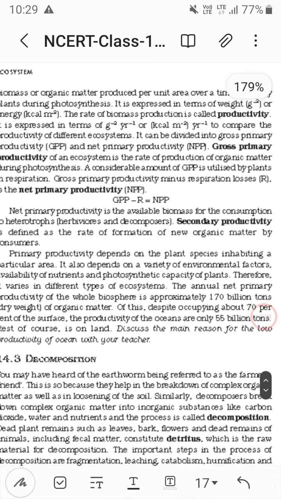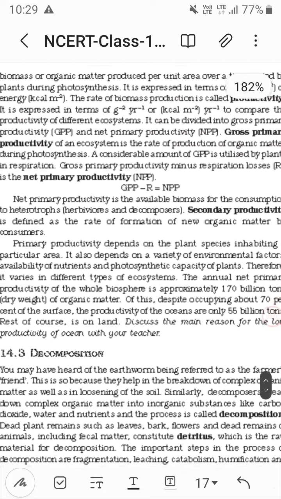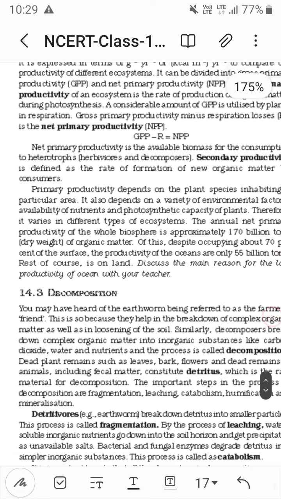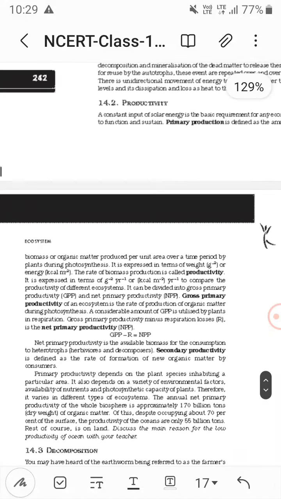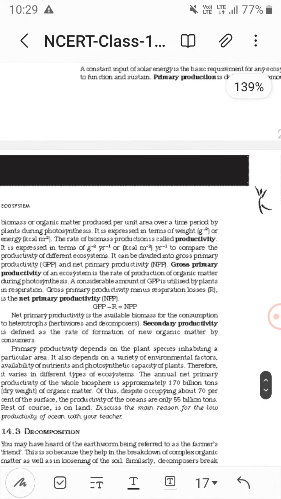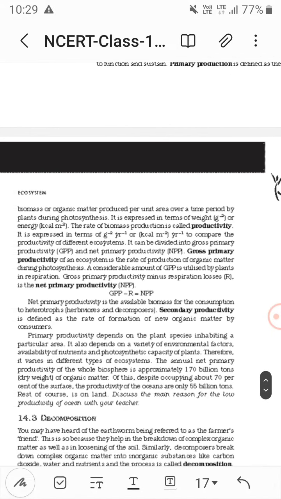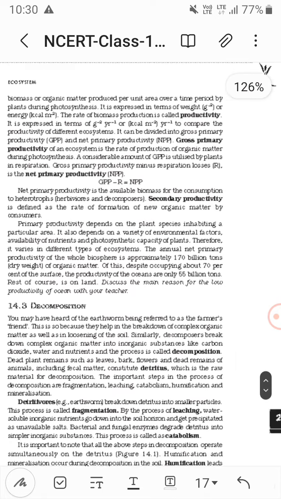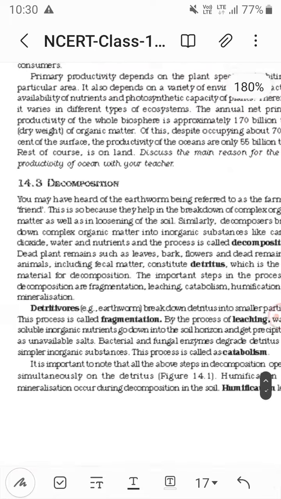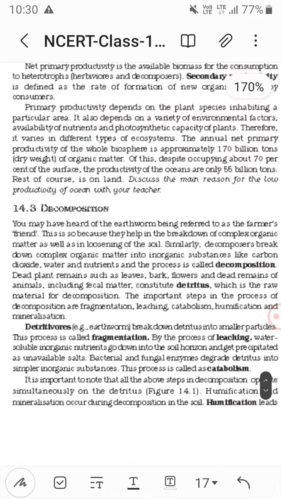Now there is secondary productivity. What is it? It is defined as the rate of formation of new organic matter by consumers. So this is the secondary productivity. So in productivity we study primary production, then productivity, then gross primary productivity, then net primary productivity, then secondary productivity. All that is included in the productivity.